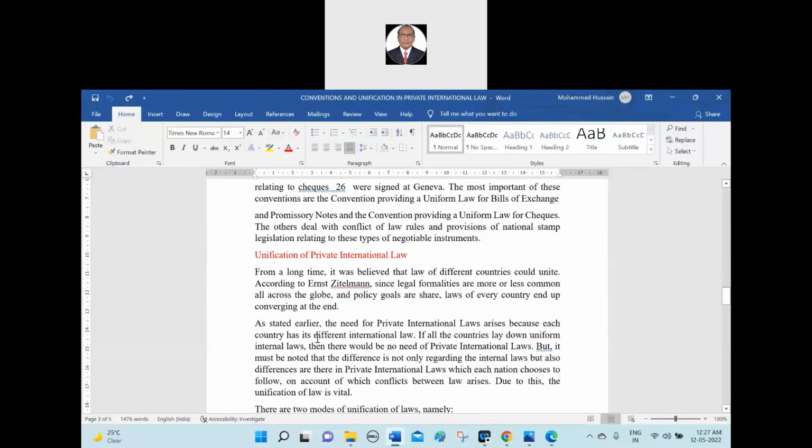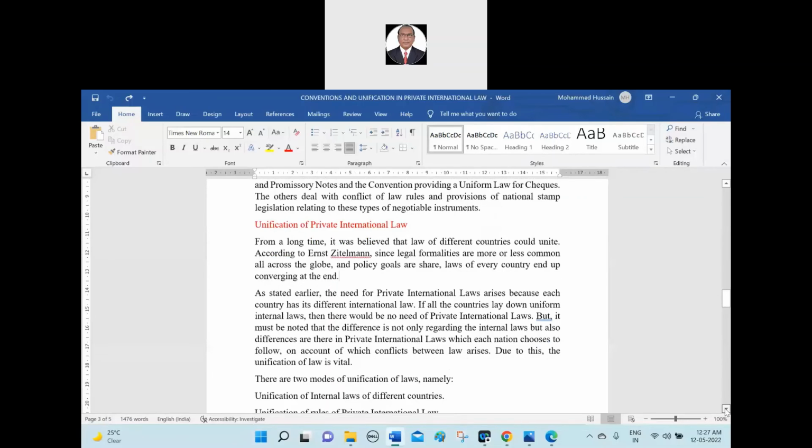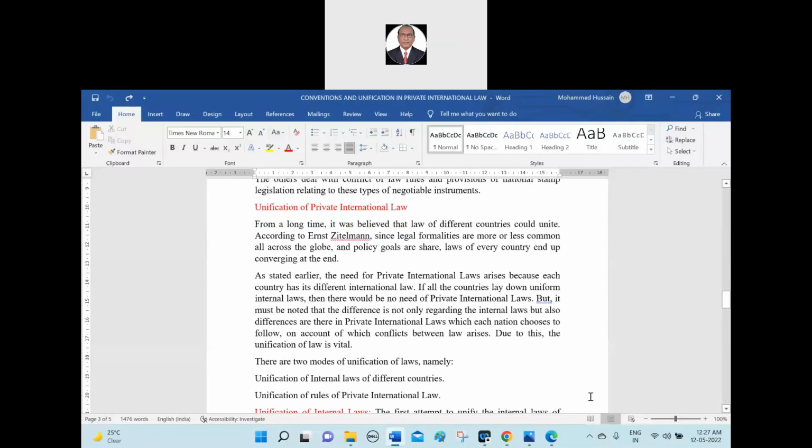So as stated earlier, the need for private international law arises because each country has different laws. They have different domestic laws, or customary laws. We have customary law in Tanzania, and even in India there is customary law. There is religious law also, and natural law also, because it will be incorporated over there. So hybridization is there in the laws.